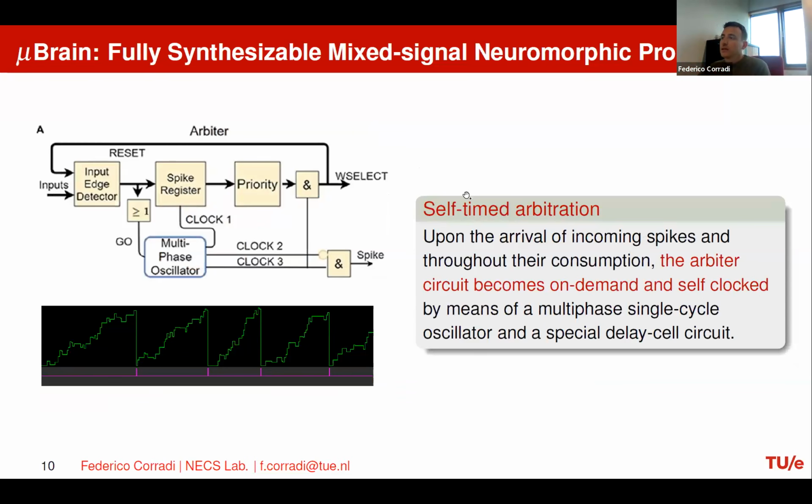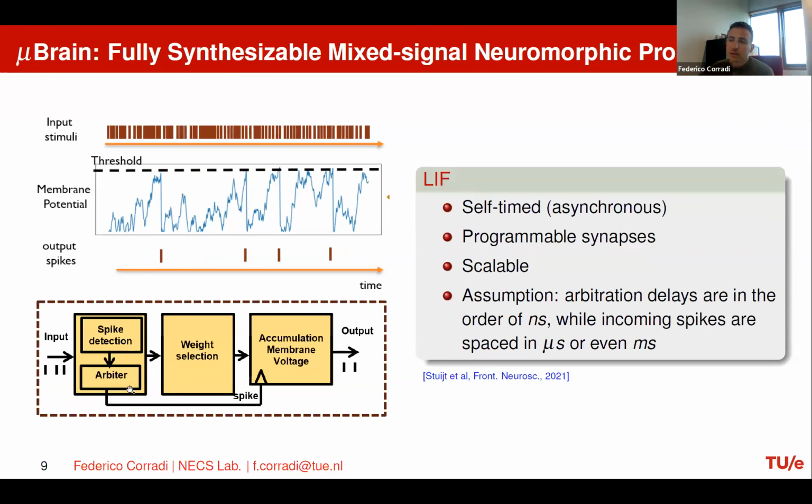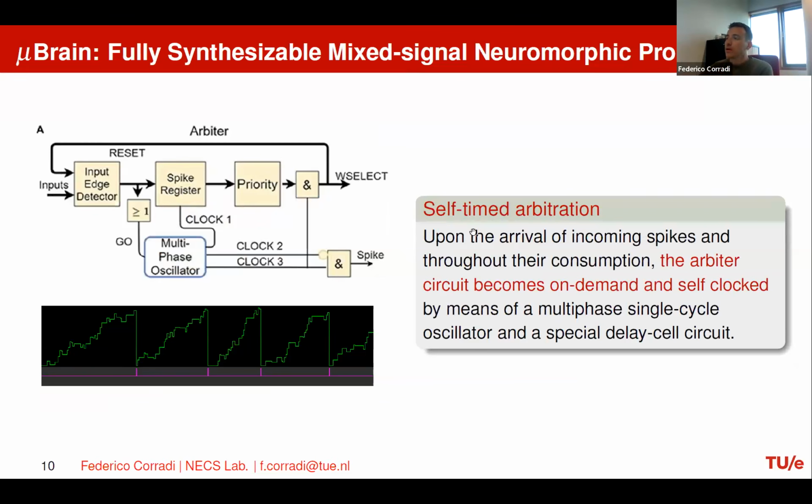Importantly, as I just said, the arbiter block, in which you have a spike detection and an arbiter, is a fundamental block for the neuron and enables it to be asynchronous. So I want to show you this block in a bit more detail. This block enables self-timed arbitration, meaning that upon the arrival of incoming spikes and throughout their consumption, the arbiter circuits become on-demand and self-clocked by means of a multi-phase single cycle oscillator and a special delay cell circuit.